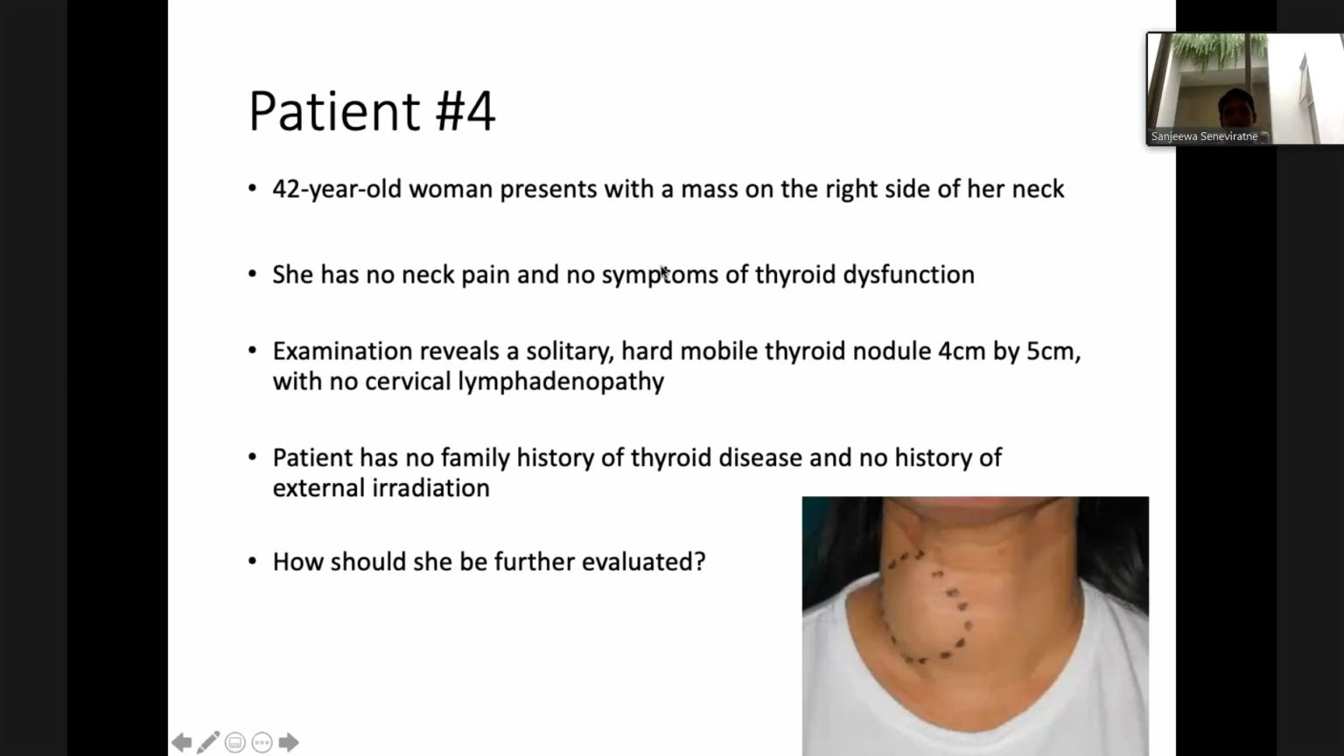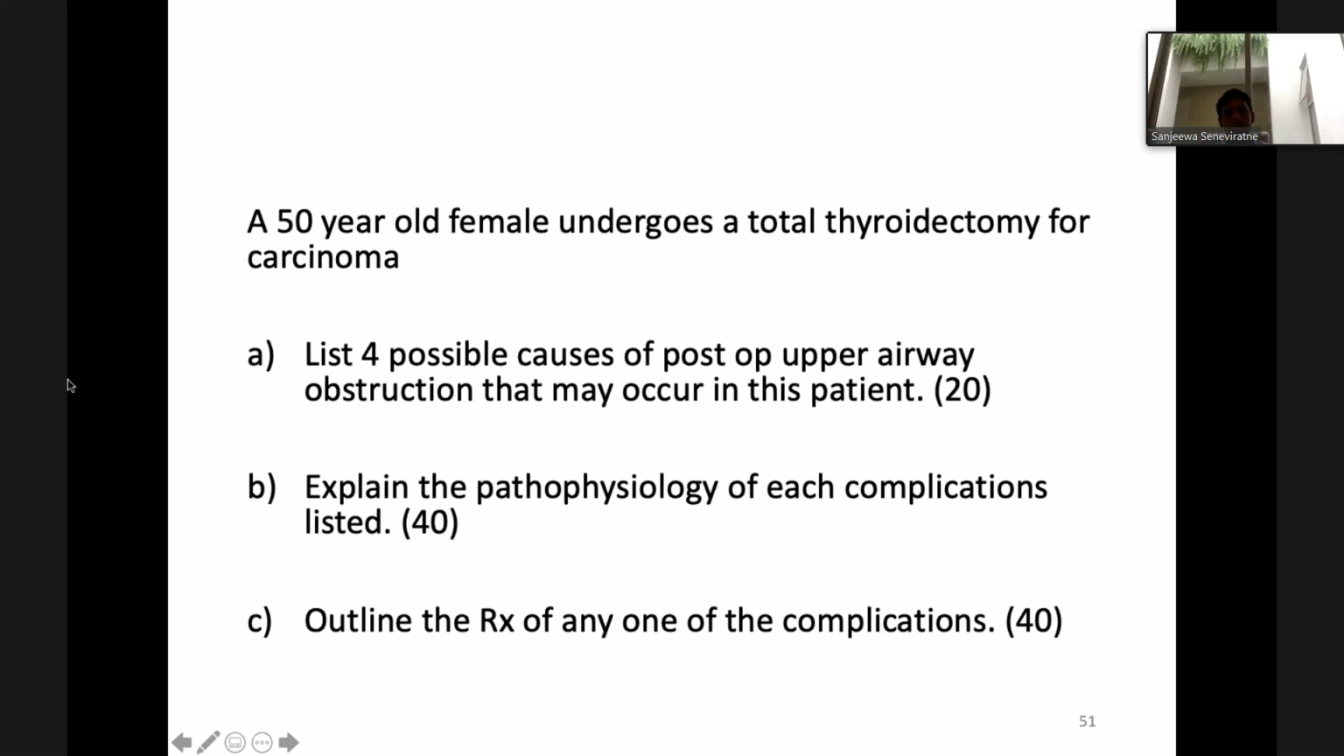Okay, so we'll go into the case scenarios. The first one is a 50-year-old female who undergoes a total thyroidectomy for carcinoma. List 4 possible causes of postoperative upper airway obstruction that may occur in this patient. Second, explain the pathophysiology of each complication listed. Then outline the treatment of one of the complications. So can somebody answer?